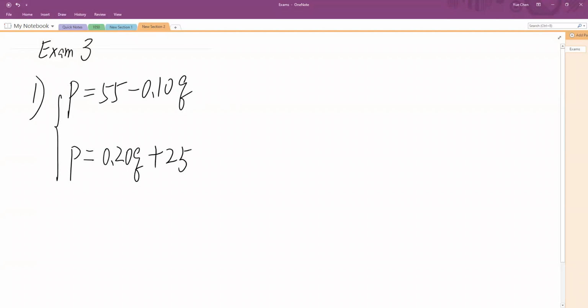Okay, so this is two variables, right? P and Q, two linear equations. So this is the system of linear equations. Since this P is already given, we can use the substitution method, right? We just replace this P into the second equation. Plug into the second equation. Then you will have what? 55 minus 0.1 Q equals 0.2 Q plus 25, right?